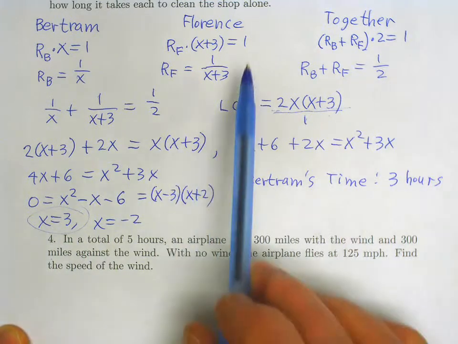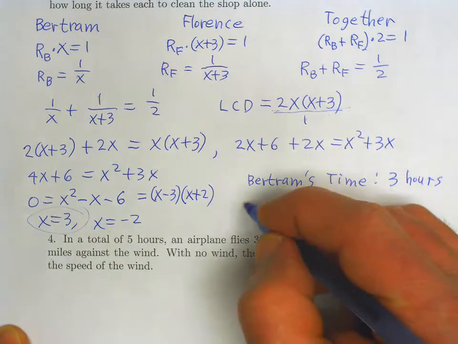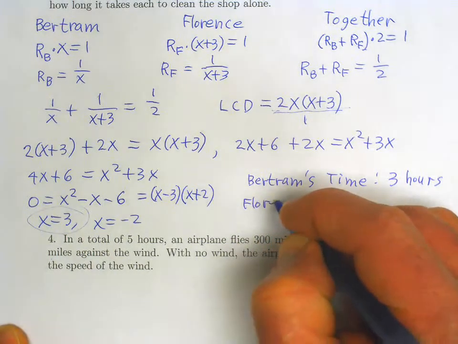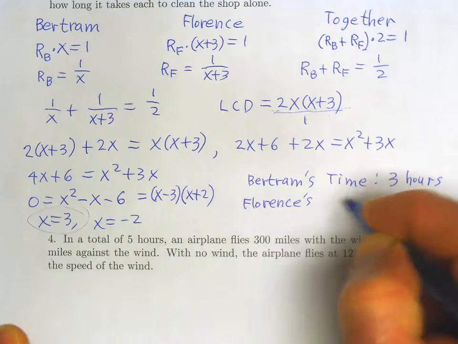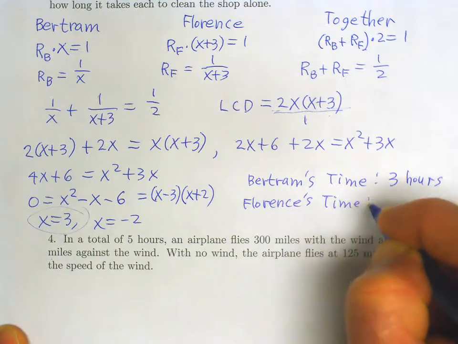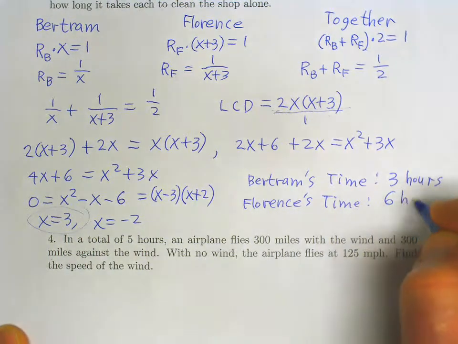And Florence takes 3 hours more than that. So Florence's time is 3 plus 3, or 6 hours.